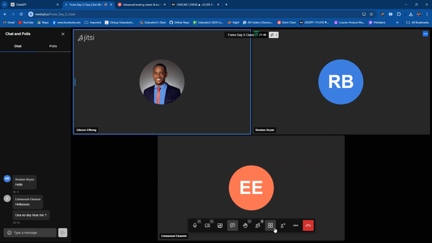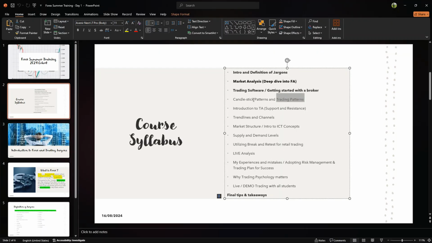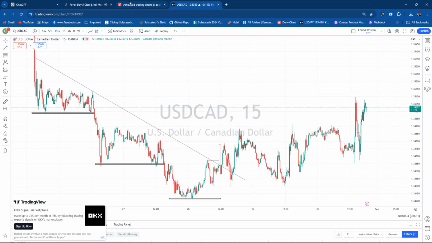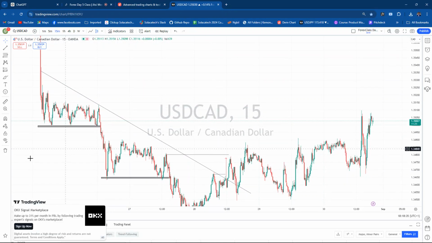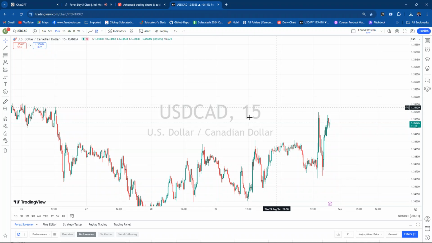All right, so good evening once again. Today we are looking at candlestick patterns and trading patterns. So this is an introduction to technical analysis. But before we dive into it, let's have a look at what technical analysis is about.